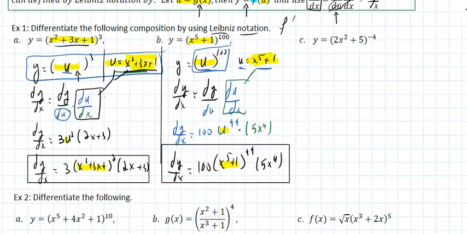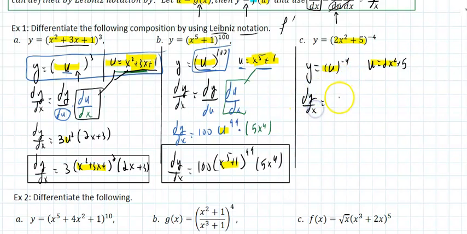And if I get to the third function, I'm going to let u equal 2x squared plus 5. That makes y equal u to the negative 4. So dy dx, and by now hopefully this is becoming a bit simpler. Y depends on u, and automatically u depends on x.